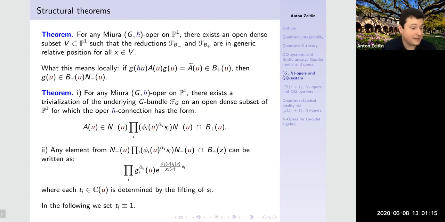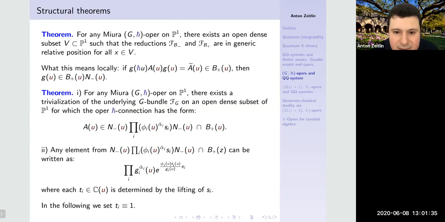And also, as a second structural theorem, you can describe this connection using very simple operators expressed using Chevalley generators, alpha-check, h, x and e_i. So you can explicitly write down the explicit form.